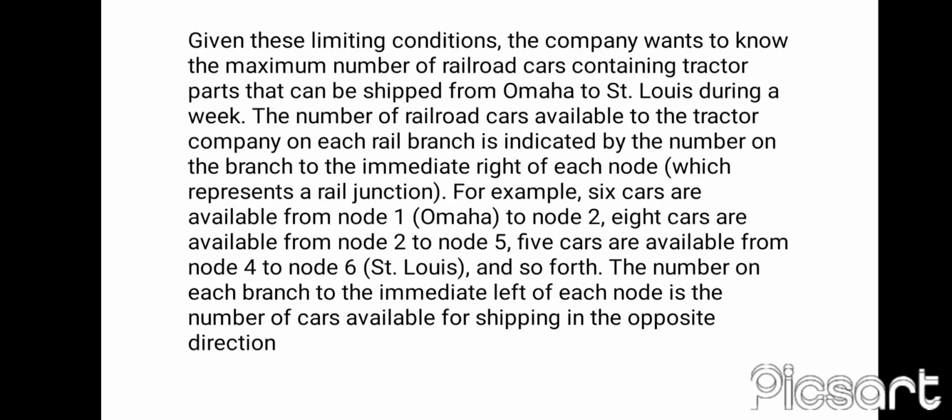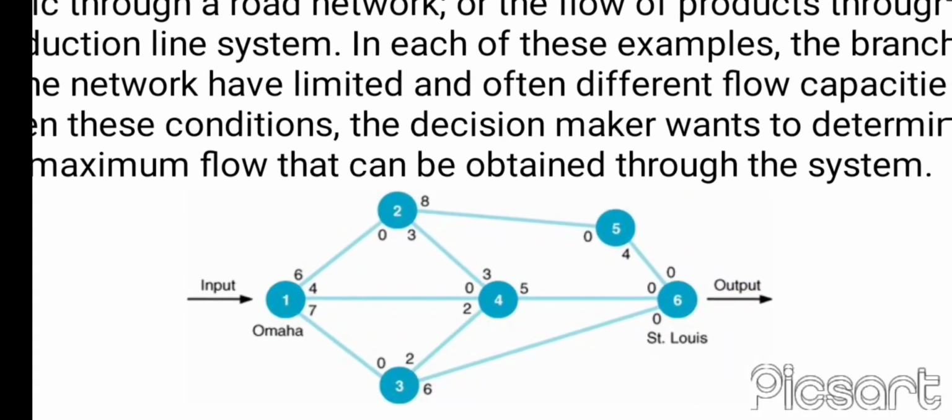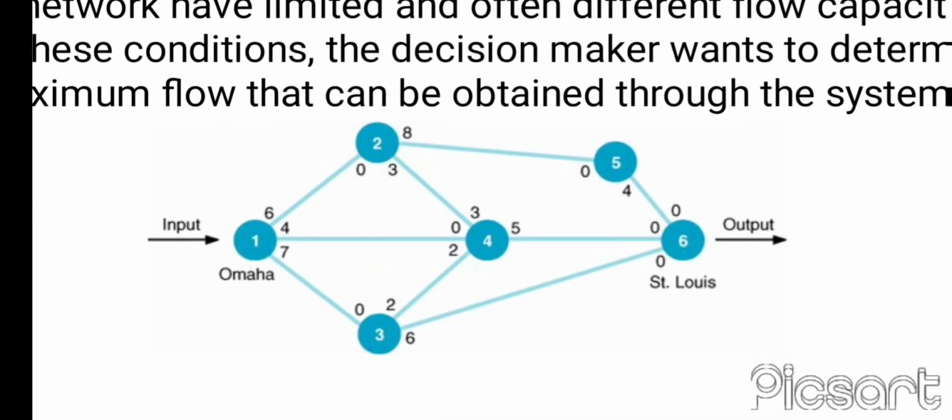An example of the maximal flow problem is illustrated by the network of a railway system between Omaha and St. Louis. Shown in Figure 7.18, the Scott Tractor Company ships tractor parts from Omaha to St. Louis by railroad. However, a contract limits the number of railroad cars the company can secure on each branch during the week.